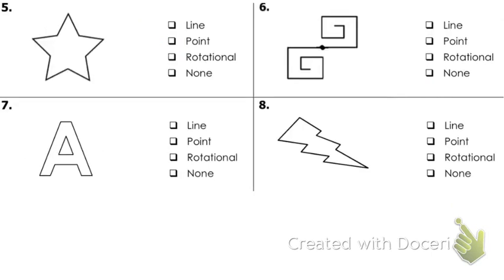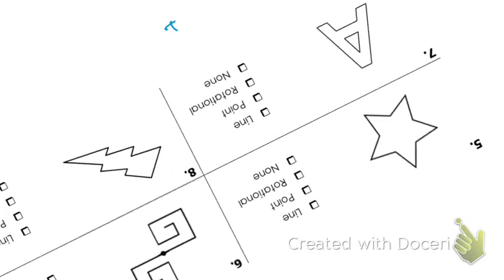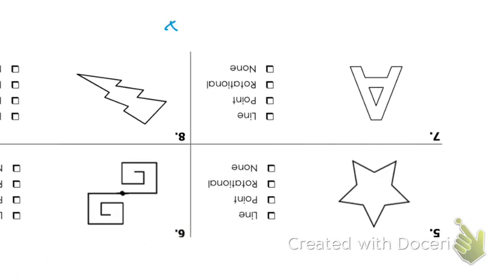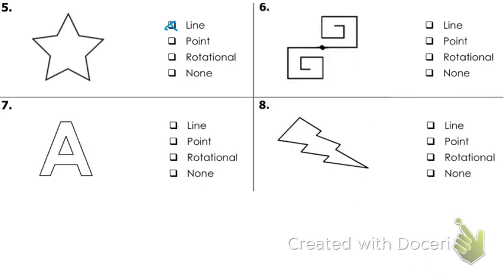Okay. Number 5, the star. Does it have line symmetry? Raise your hand if you think it does. Okay, I agree. If you draw a line through any one of these points, it works. It doesn't matter which one you pick. So it does have line symmetry. Raise your hand if you think it has point symmetry. If we flip this upside down, is it the exact same? No. Doesn't have it.